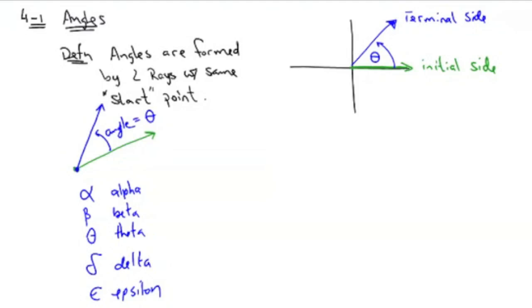If you're on the initial side with your terminal side, your measure of your angle is 0. I don't care where you are. If you're pointing straight up, 90. If you're pointing to the left, 180 degrees or a straight angle. If you're pointing down, 270. And if you come all the way around, 360.